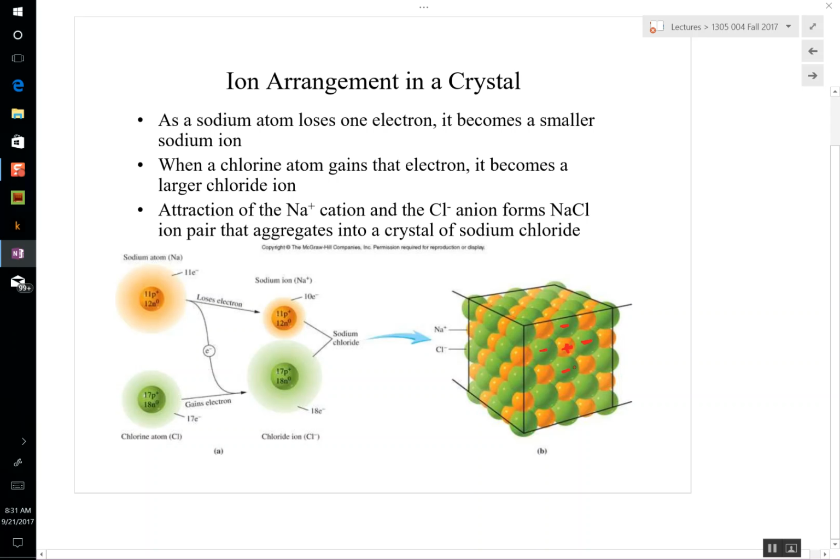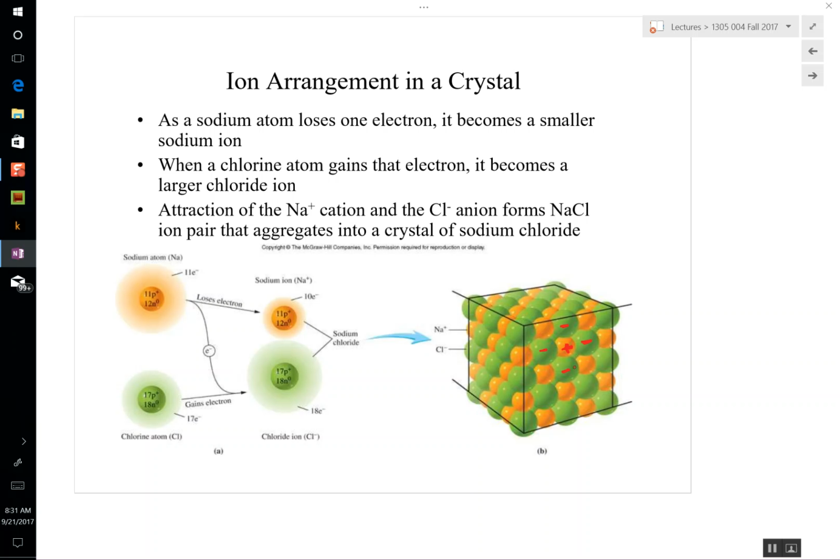But what happens if you start dropping these into a crystal, it starts crystallizing in there. The sodium finds a position that is near all negative ions. The negative finds a position that is surrounded by all positive ions.